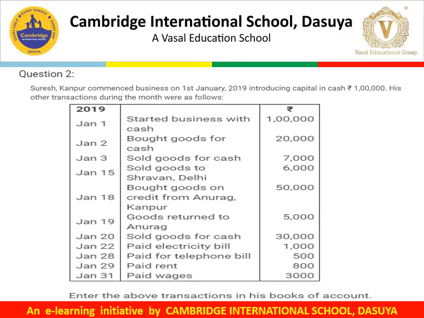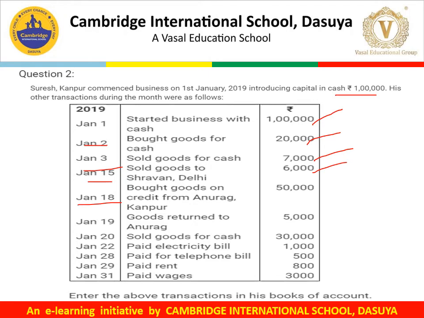Suresh of Kanpur commenced business on 1st January 2019, introducing capital in cash rupees 1 lakh. His other transactions during the month are as follows: he started business with cash of rupees 1 lakh, and bought goods for cash 20,000 on January 2nd. On January 3rd, he sold goods for cash 7,000. On January 15, sold goods to Shravan of Delhi 6,000.